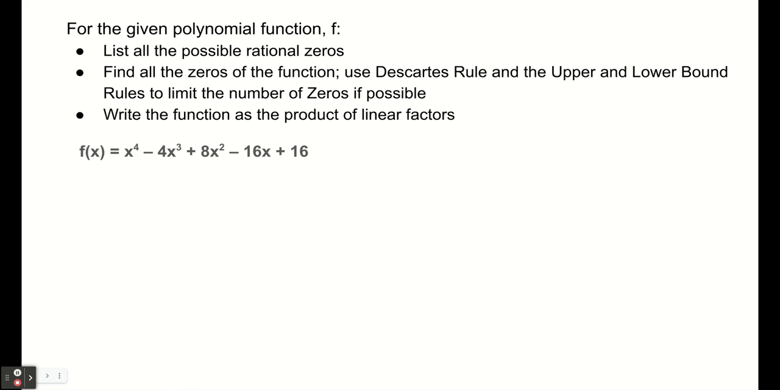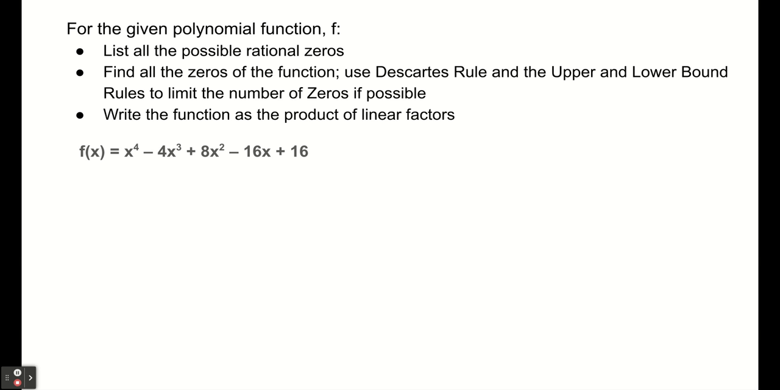For the given polynomial function f, whose equation is shown, we need to list all of the possible rational zeros, then find all of the zeros of the function and write the function as the product of linear factors. This is a fourth degree polynomial function.